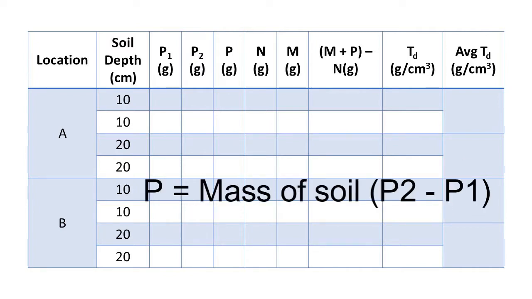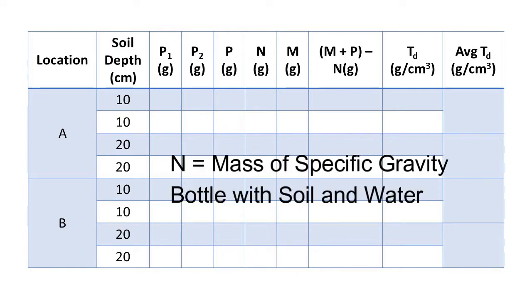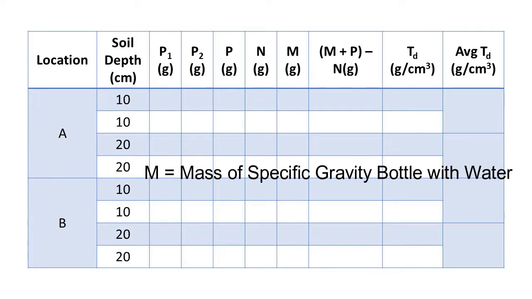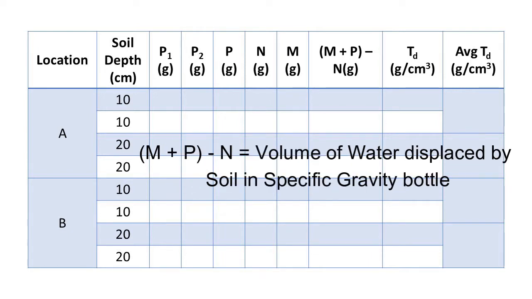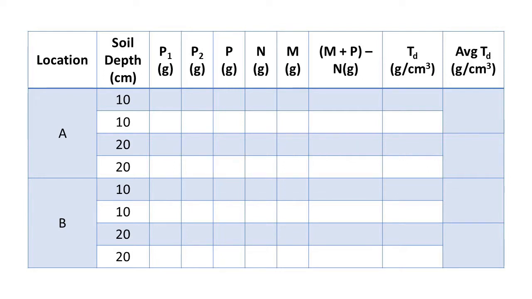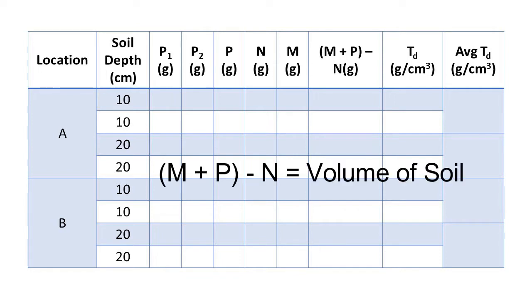P is the mass of soil, given by P2 minus P1. N is the mass of the specific gravity bottle with soil and water. M is the mass of the specific gravity bottle completely filled with water. M plus P minus N gives the mass of water displaced by soil in the specific gravity bottle. Hence, since the density of water is 1 gram per cubic centimeter, it gives the volume of water displaced by soil in the specific gravity bottle. Therefore, the volume of soil is M plus P minus N.